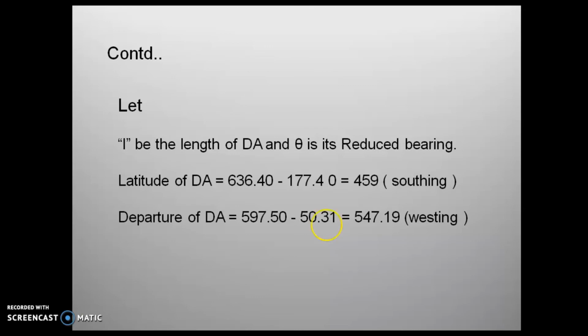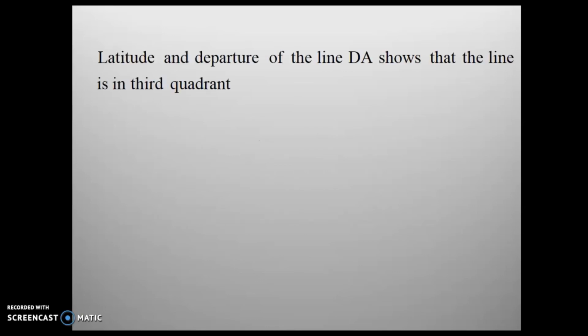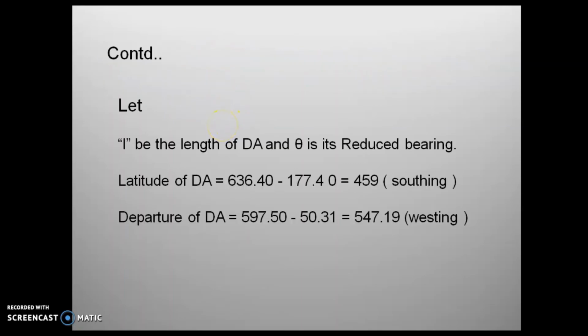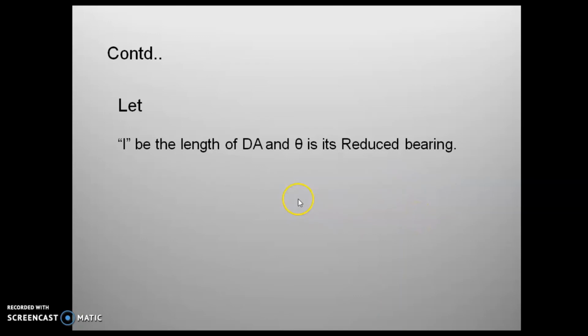Like that you have calculated 547.19, okay, and 549. Next we'll see the latitude and departure of line DA. It shows that the line is in the third quadrant. How? For that, see here it is southing and here it is westing. Southing and westing. Okay. Now why this southing and westing?